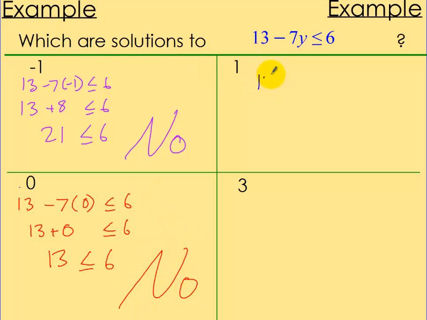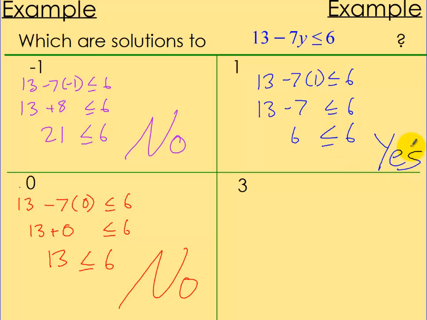So I'm going to have 13 minus 7 times 1 is less than or equal to 6. So 13 minus 7 times 1 is 13 minus 7, less than or equal to 6. 13 minus 7 is going to be 6. Is 6 less than or equal to 6? Yes, it is, because it's equal to.